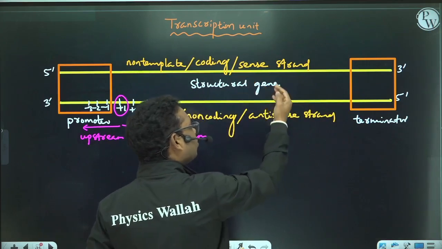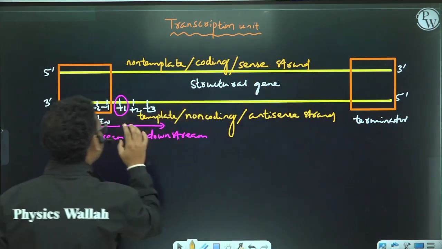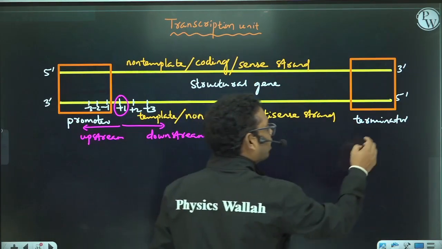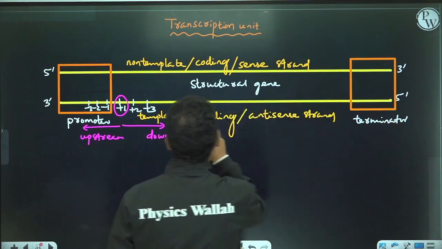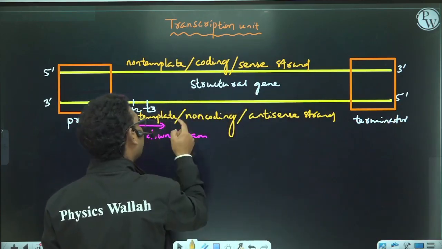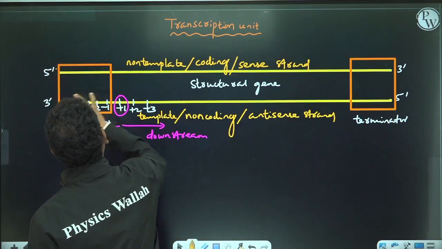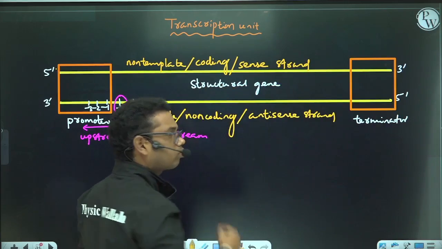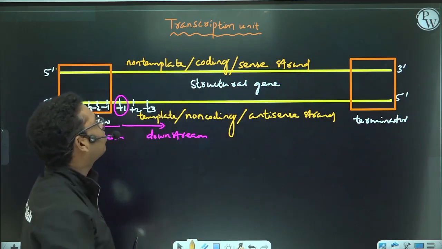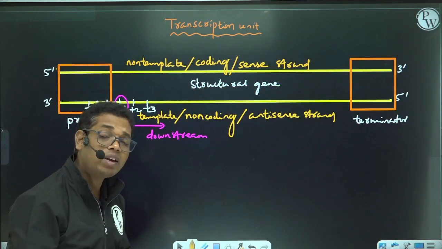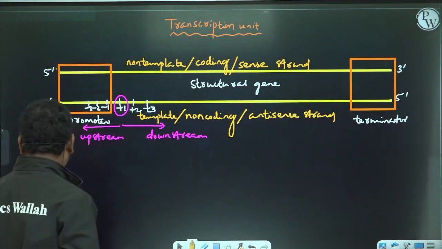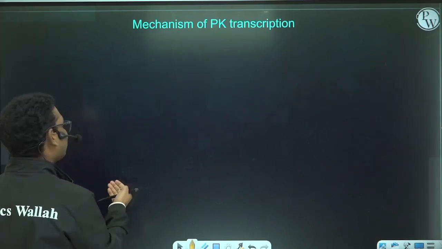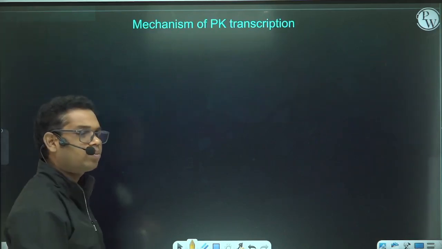And how to name these strands here? The strand which has the 3' end at the promoter side, or I can say 5' at the terminator side, is the template strand. And the strand which has the 5' end at the promoter side and 3' end at the terminator side is the non-template strand. Okay, so this is the transcription unit. So what about the mechanism of transcription? Transcription can be explained in three subheadings: initiation, elongation, and termination.